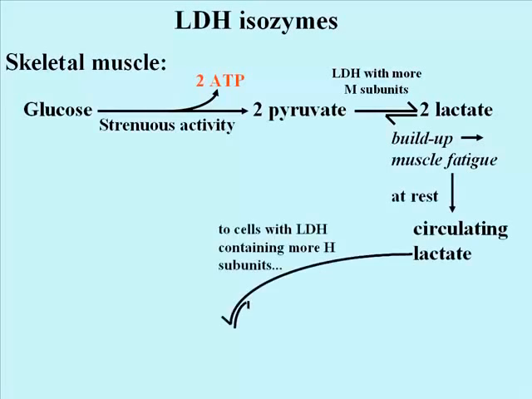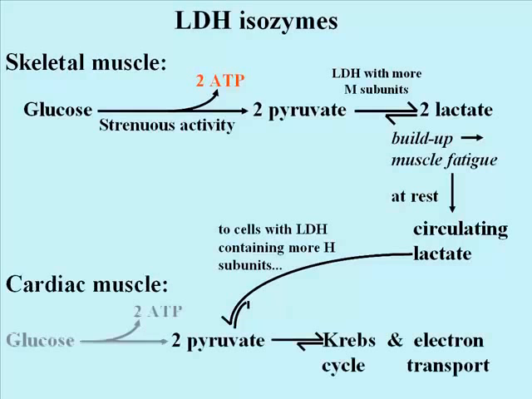When you're finally forced to rest, lactic acid cannot be reoxidized to pyruvate because the M4 or M-rich LDH isozymes do not readily reverse the reaction, so the lactate is released into the circulation to be picked up by cells with more H-rich LDH isozymes. These cells oxidize the lactate and then the pyruvate for their own use. Heart muscle contains mostly H-based LDH isozymes, which makes sense since cardiac muscle relies exclusively on respiration for its ATP needs for contraction. And this concludes our presentations on glycolysis.